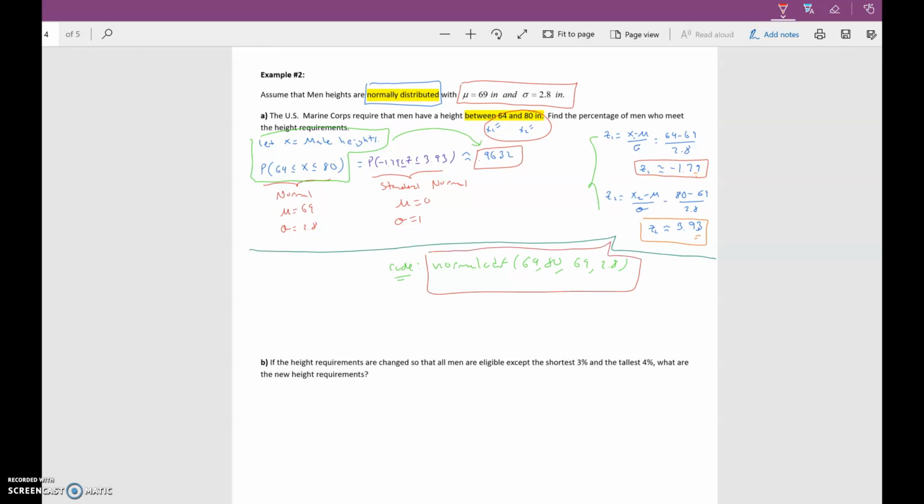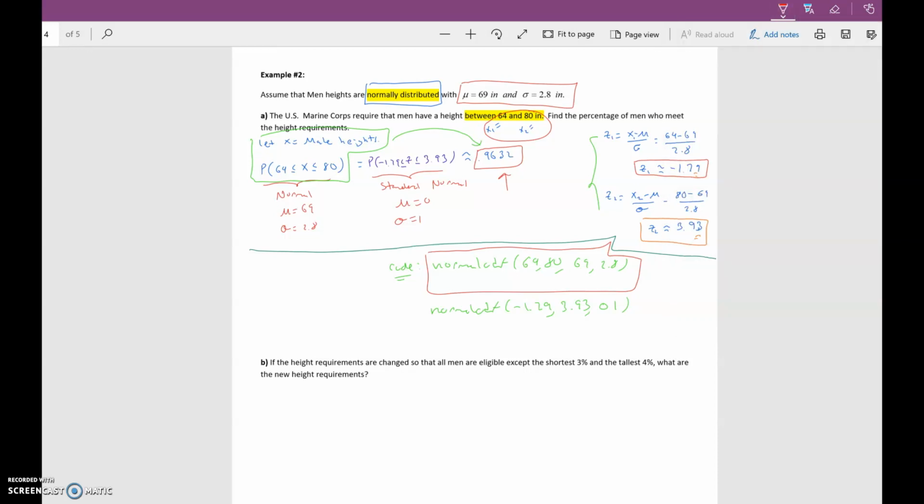Also, since we did the code for that one, I do want to see the code, how you're obtaining that value. So on that one, the code would have been normal CDF, then negative 1.79 to 3.93, but you're using 0 to 1. So I do want to see the code.